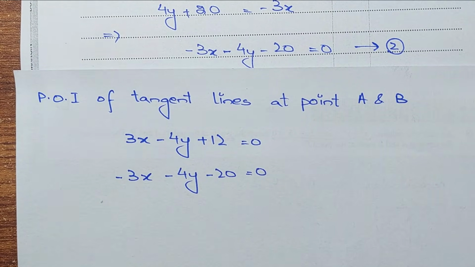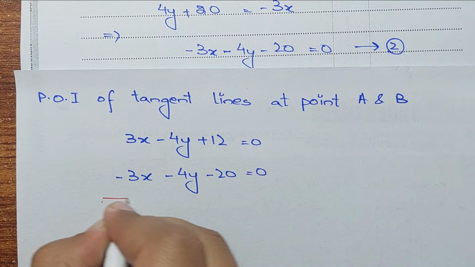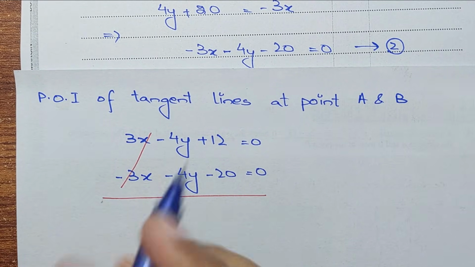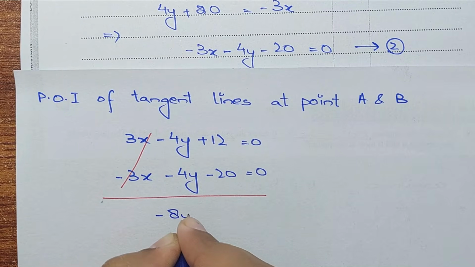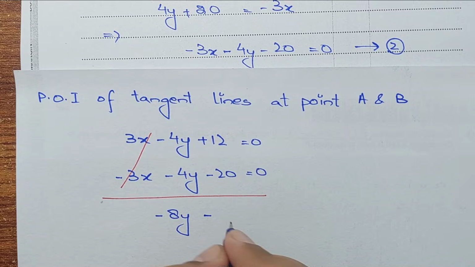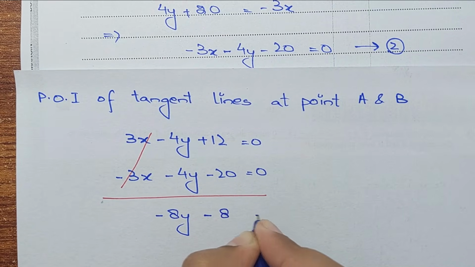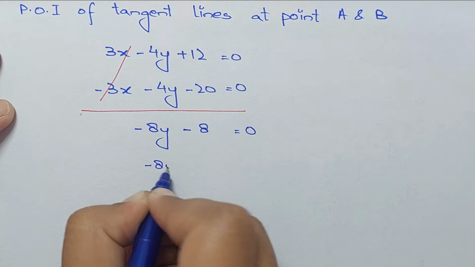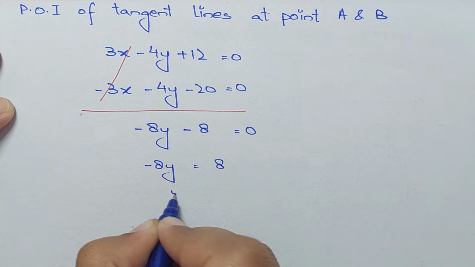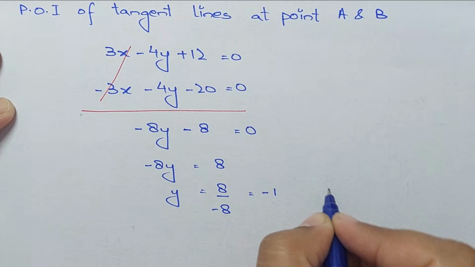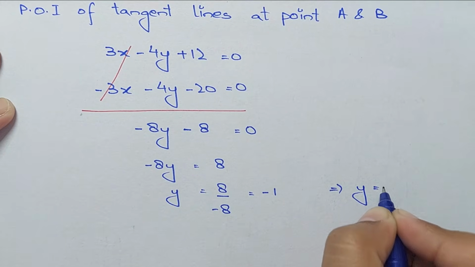Okay, it is better to add up the two equations. When we add the two equations, the x terms cancel out. Minus 4y minus 4y is minus 8y, and minus 20 plus 12 is negative 8. So minus 8y equals positive 8, so y would be 8 over minus 8, which is minus 1. So the y coordinate is negative 1.